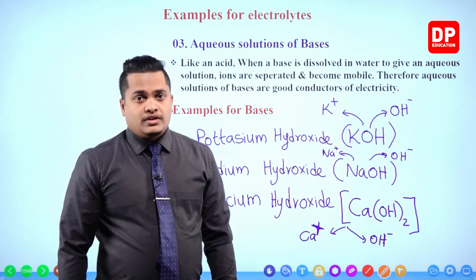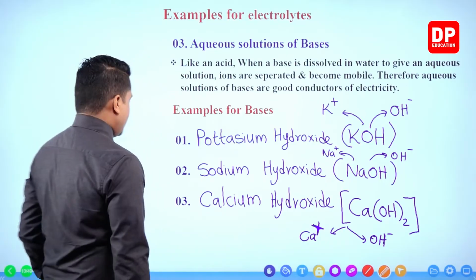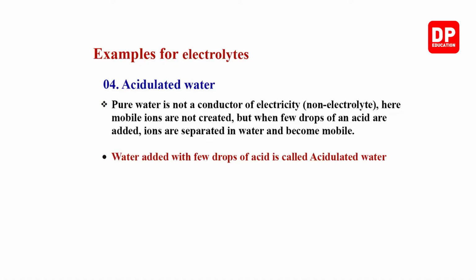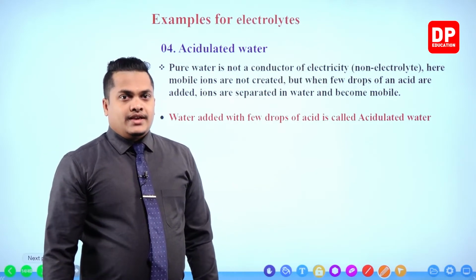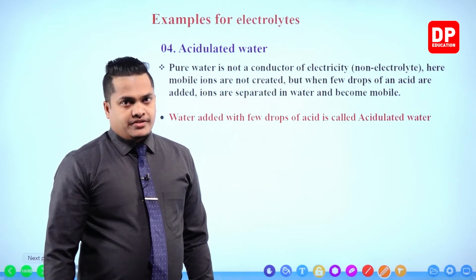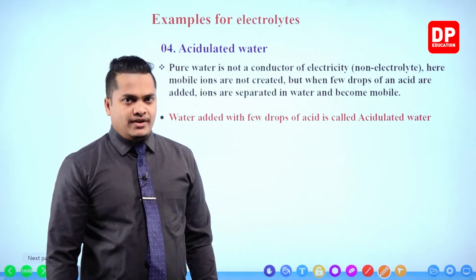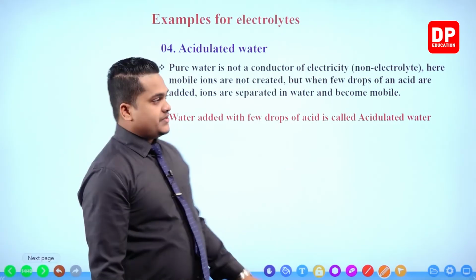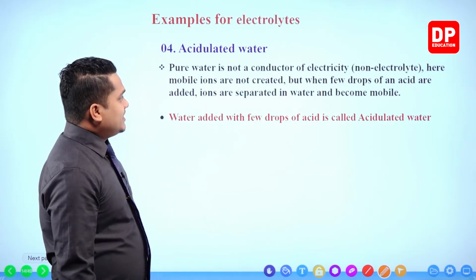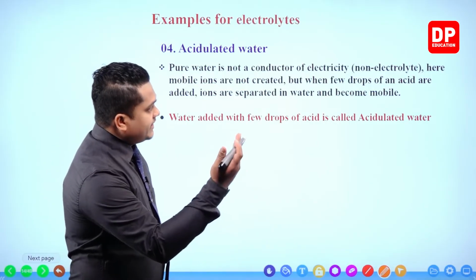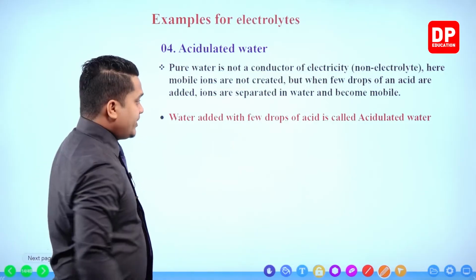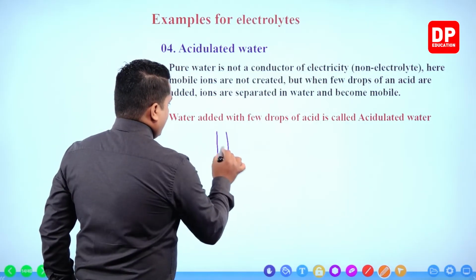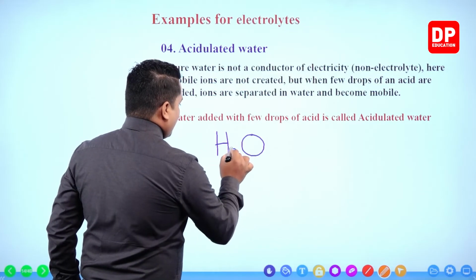Then we are moving on to the last and final type, which is acidulated water, my dear children. So in acidulated water, what do you have to do? See, pure water is not a conductor of electricity and it is a non-electrolyte. Pure water, you know that water is made of hydrogen and oxygen.